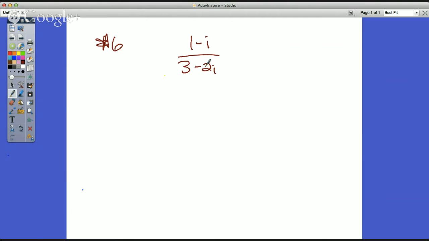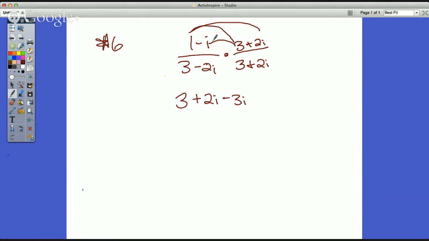Remember, anytime I have an i on the bottom, or on the denominator of a fraction, I want to get rid of it. In doing that, we want to rationalize it, kind of like what we did with square roots. Let's multiply by the conjugate, 3 plus 2i. Again, we're going to change that middle sign. On the top, we multiply 3 times 1 to get 3, 1 times 2i to get 2i, negative i times 3 to get negative 3i, and negative i times 2i to get negative 2i squared. We'll keep that up on the top.